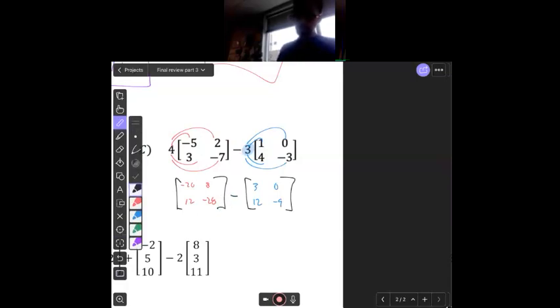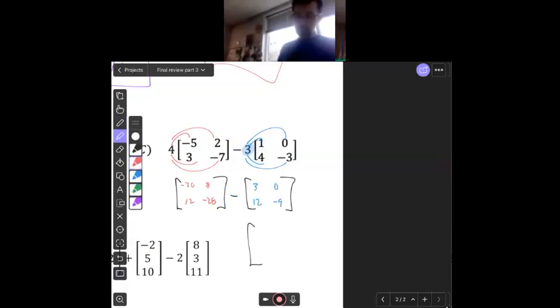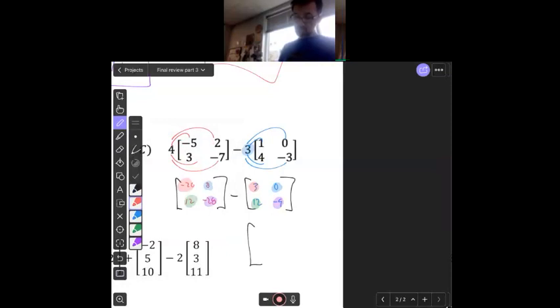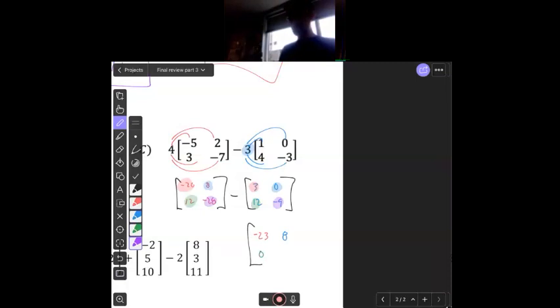And then once I do that, I just need to be really careful about reading to myself. It's just those corresponding elements that we're going to add or subtract. So negative 20 minus 3 is negative 23. 8 minus 0 is 8. Doesn't matter what order you do them in. 12 minus 12 is 0. Negative 28 minus negative 9, negative 28 plus 9 would be negative 19.